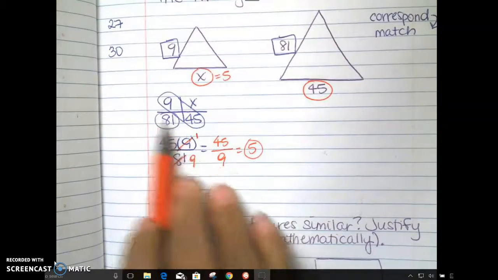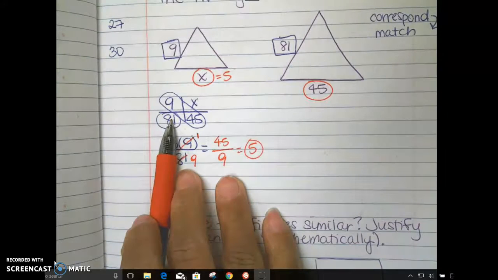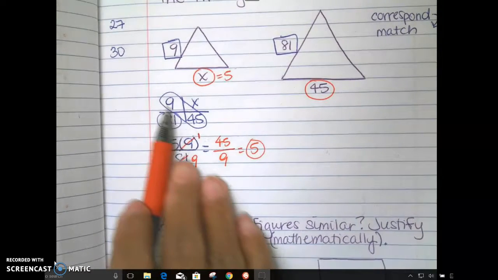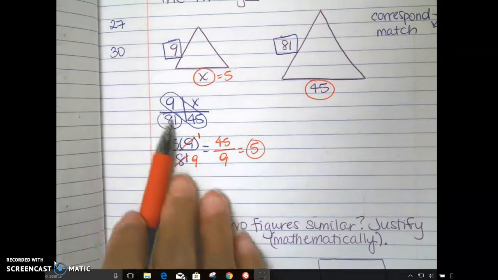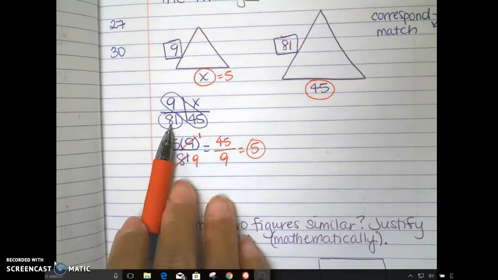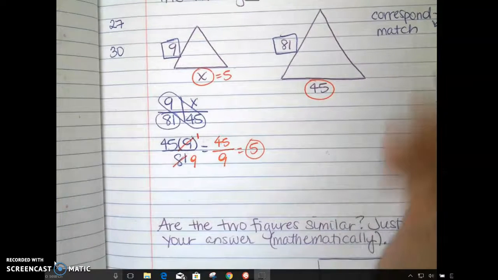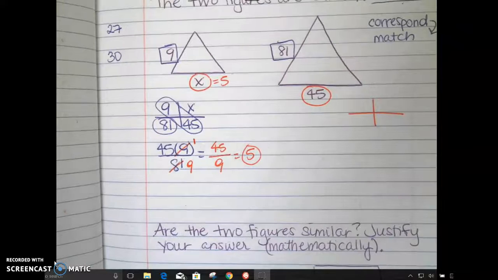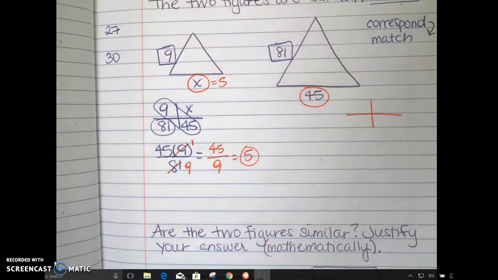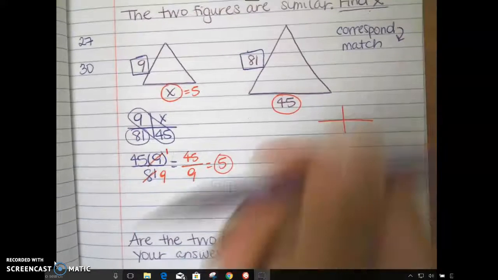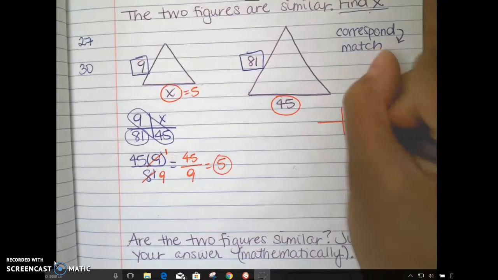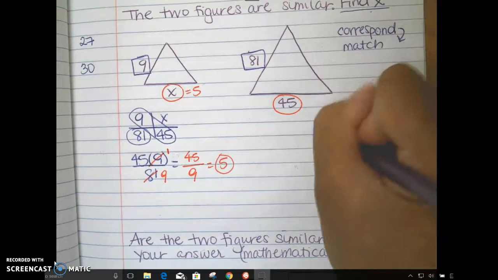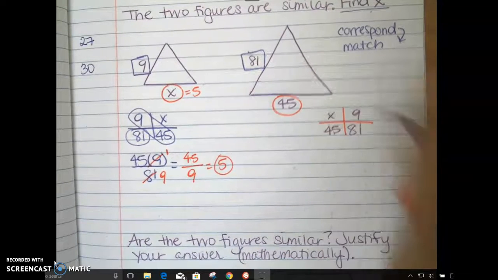Did I have to set my proportion up this way? No. I need to make sure that I'm always cross multiplying who? 9 and 45, and dividing by whom? 81. So, if I wanted to write it a different way, who goes where? 9 and 81 on the other side, and who over here? 45 on the bottom, X on the top.